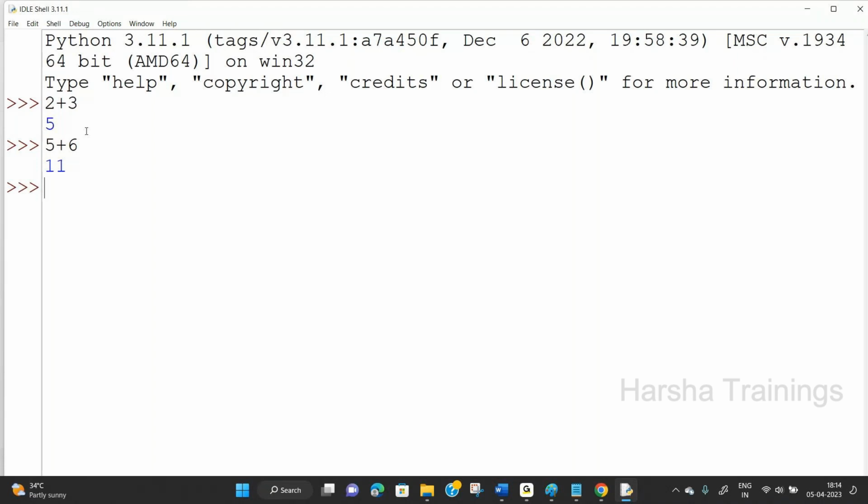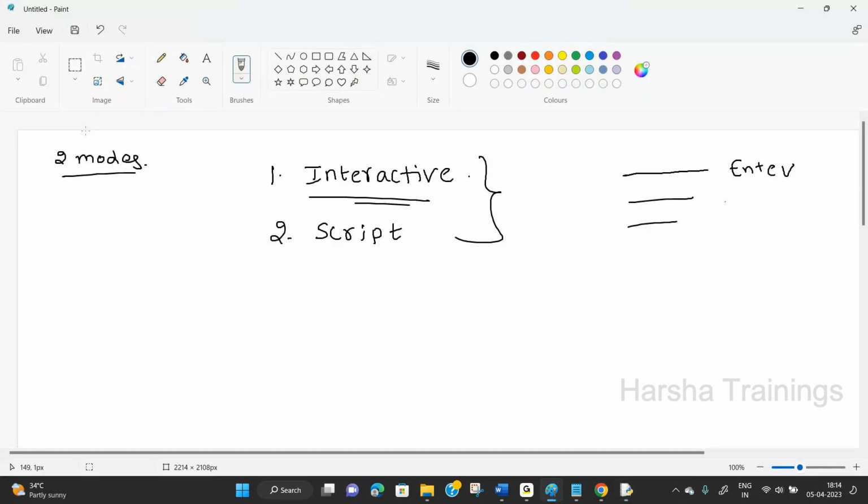Even though you can run multiple lines, not a problem. Anyway, whenever we move to programming, I will explain. But generally, if your program size is more than one line, what is the next choice? Script. I think you know the meaning of script. Script means simply a program, a set of statements.